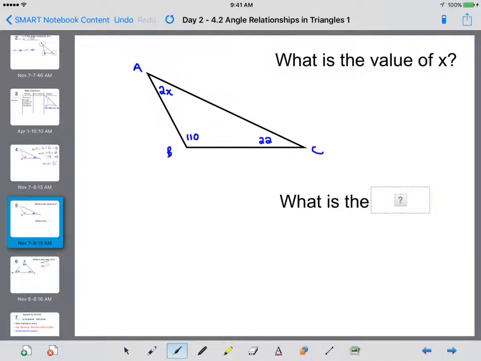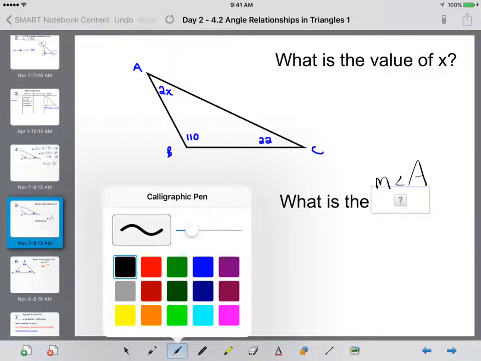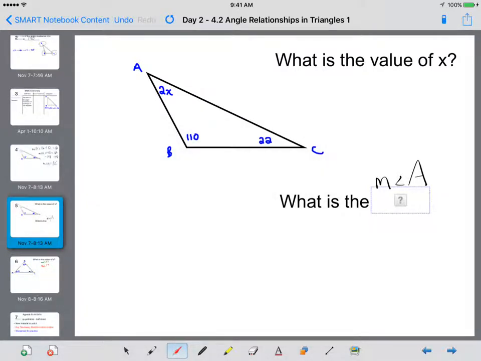Example 2. We want to find the value of x, and what is the measure of angle A? So we got two things we're trying to solve for. To find the value of x, we're going to use our same principle, adding all three angles. So if we add 2x plus 110 plus 22, we add it all together, we should get 180.